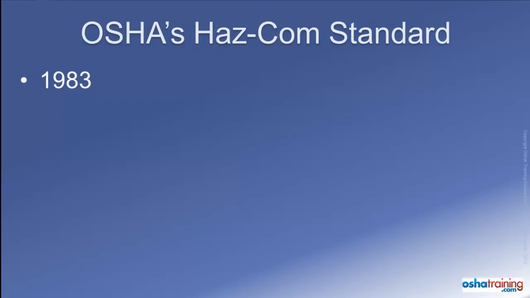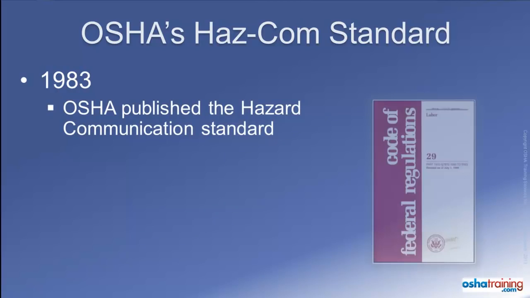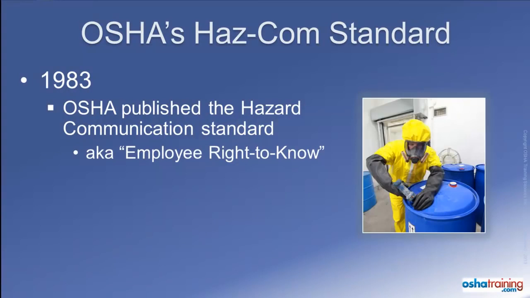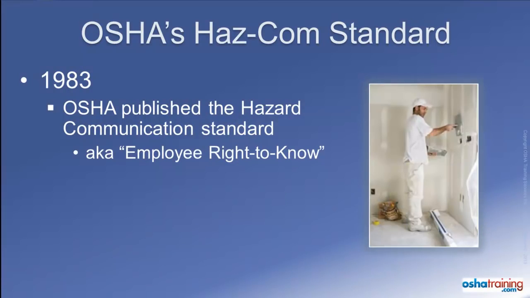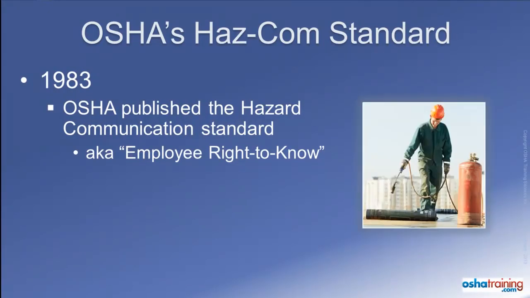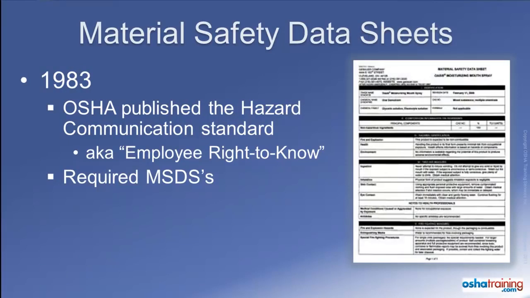In 1983, the Occupational Safety and Health Administration, or OSHA, published their Hazard Communication Standard. This important standard was often referred to as the Employee Right to Know Standard because it was developed to ensure that workers had access to information and training about the hazards of the chemicals and products they were exposed to at work. One of the major requirements of OSHA's HAZCOM standard was for manufacturers and distributors of hazardous products to develop and make available material safety data sheets for their products.